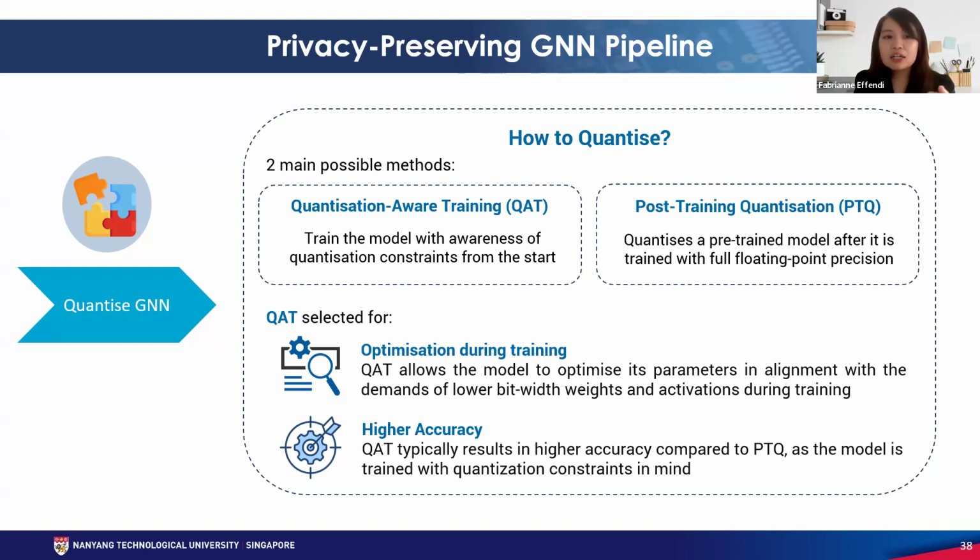And eventually, I chose QAT for its ability to optimize its parameters in alignment with the demands of lower bit weights and activations during training. So this leads to higher accuracy compared to post-training quantization, as the model was trained with quantization constraints in mind.